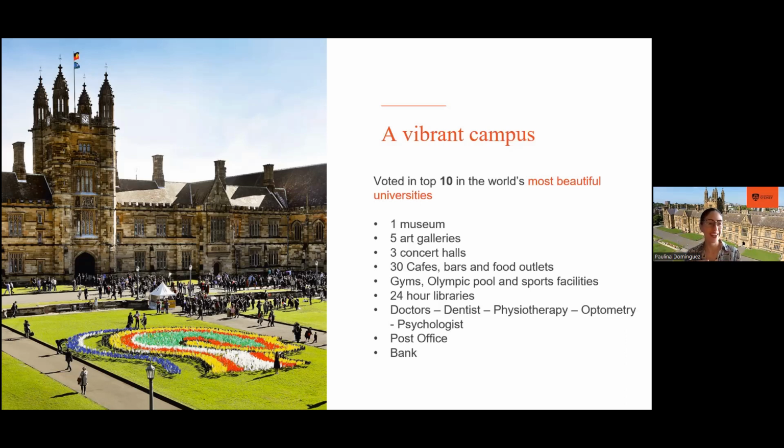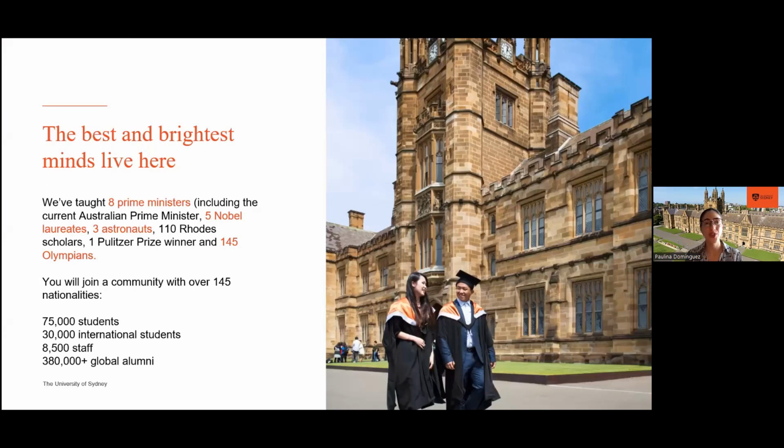I always like to say to students that this campus is sort of like a village because you have all the services you need. We also have a post office, we have banks, and we also have accommodation on campus. We have more than 18,000 dorms on campus for our students. So the best and brightest minds live here.